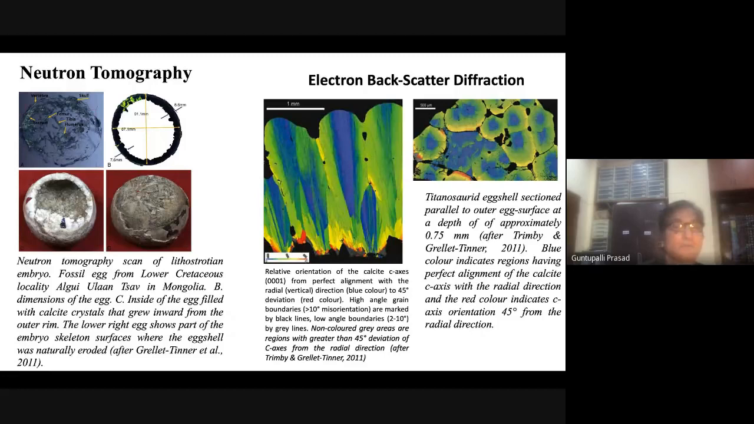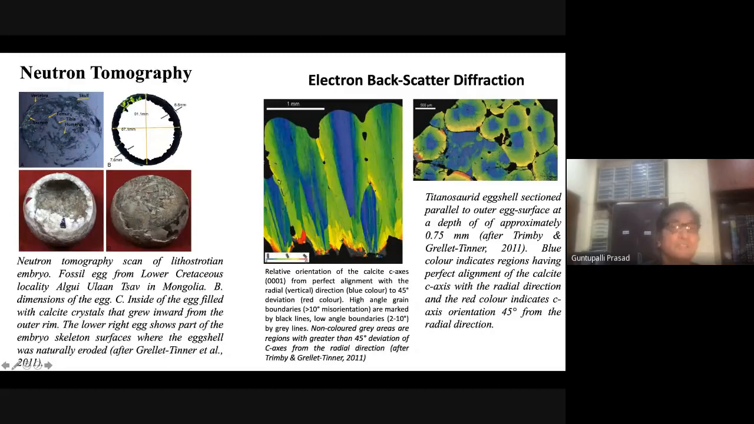In many X-ray tomography or CT scans that you get in medical hospitals, they are low resolution scans, so they will not provide this. Moreover, they cannot distinguish between the composition of the eggshell and that of the sediment. If they have the same composition, like limestone, and eggshell is also calcium carbonate, it's difficult to differentiate the two. But if you have neutron tomography, then you can actually see many of these bones in three dimensions.